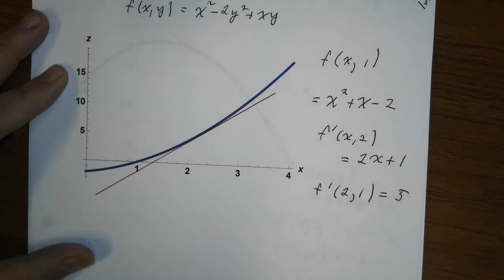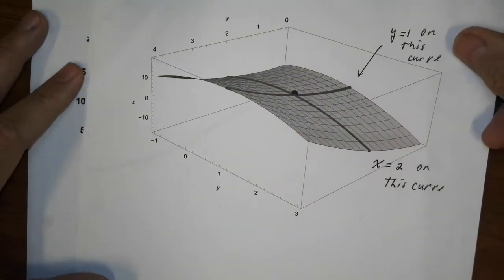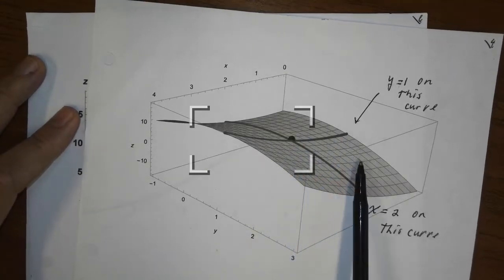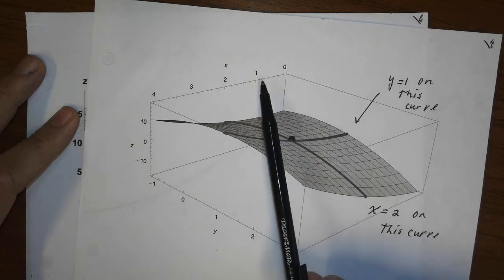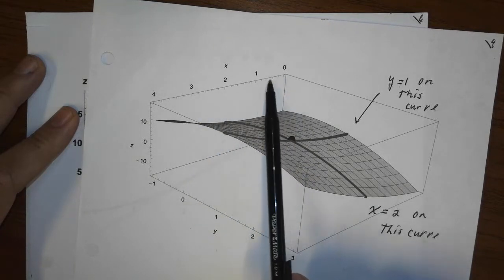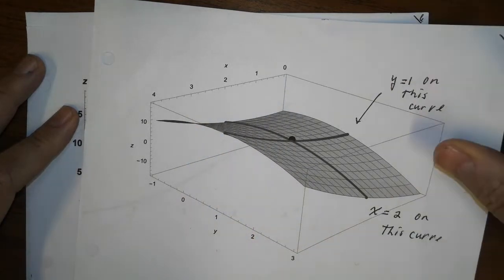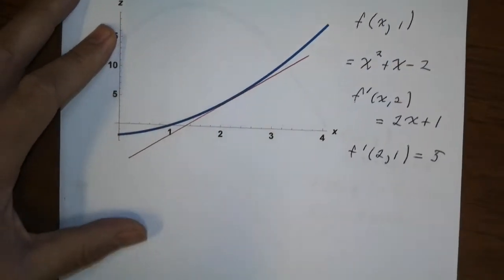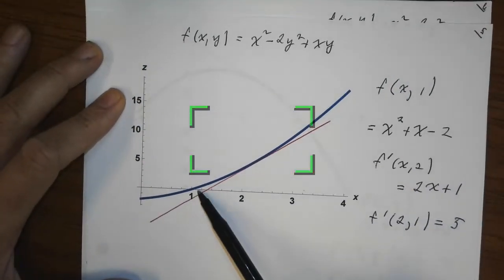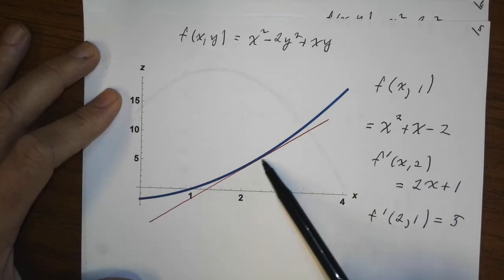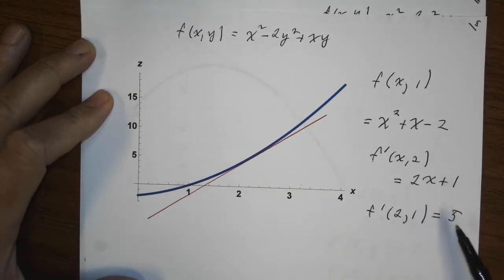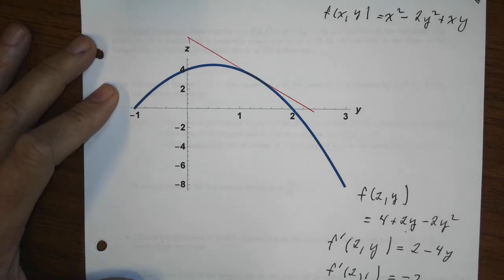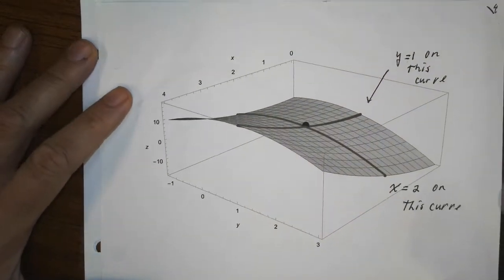Now that makes sense. Let's go back and look at the surface. If we take this curve, and if we lift it off the surface and rearrange it so the positive x-axis goes from left to right, in other words, take this parabola off the surface and rotate it, we would get this curve. And we can see that the slope of the tangent line to this curve is 5. Let's do the same thing where x is fixed.